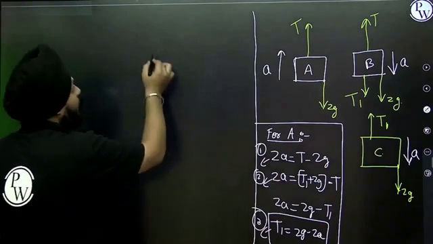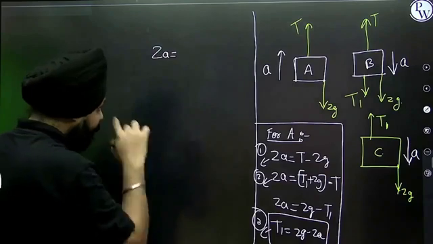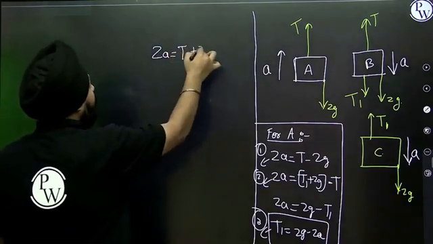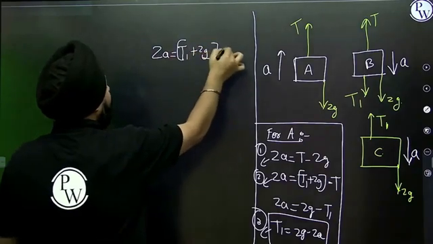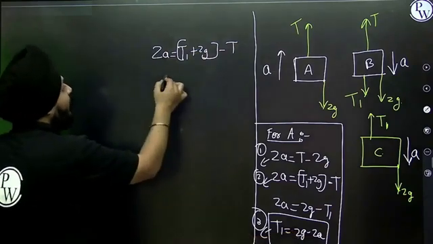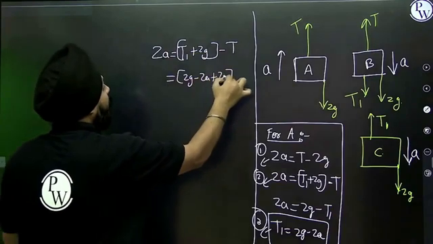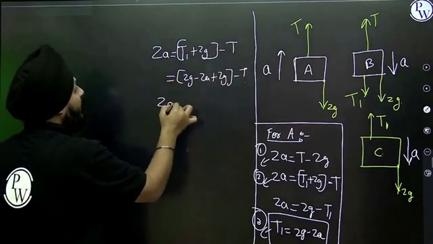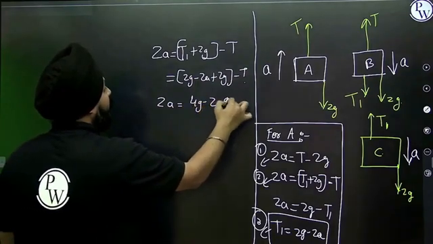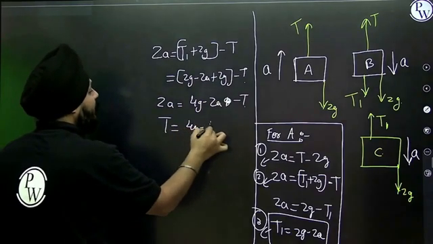Replacing 3 in 2, can I say 2a is equal to T1 plus 2g minus T? Replacing T1 with 2g minus 2a, it is 2g minus 2a plus 2g minus T. So 2a is equal to 4g minus 2a minus T. So T will be equal to 4g minus 4a.